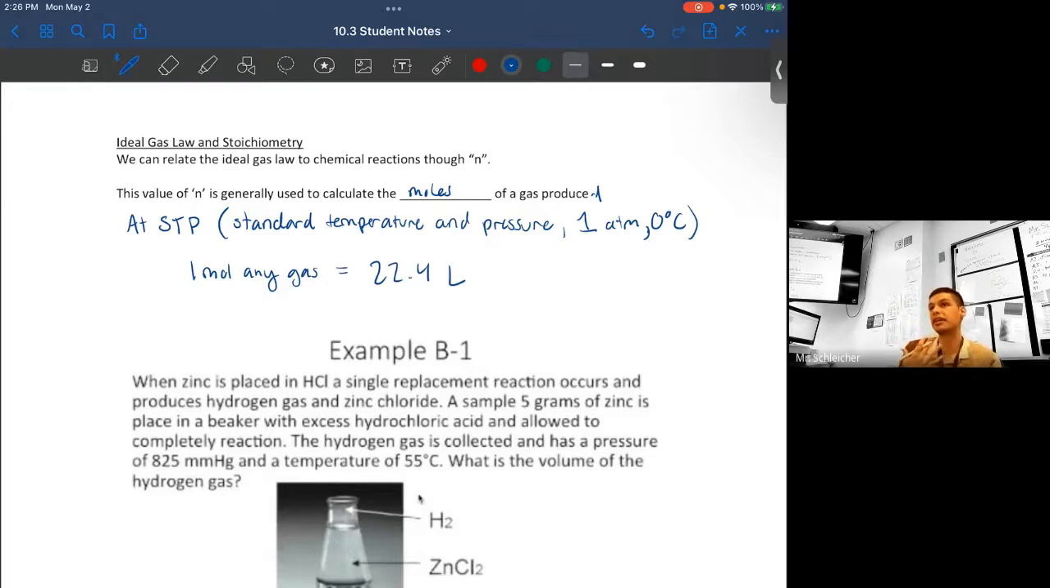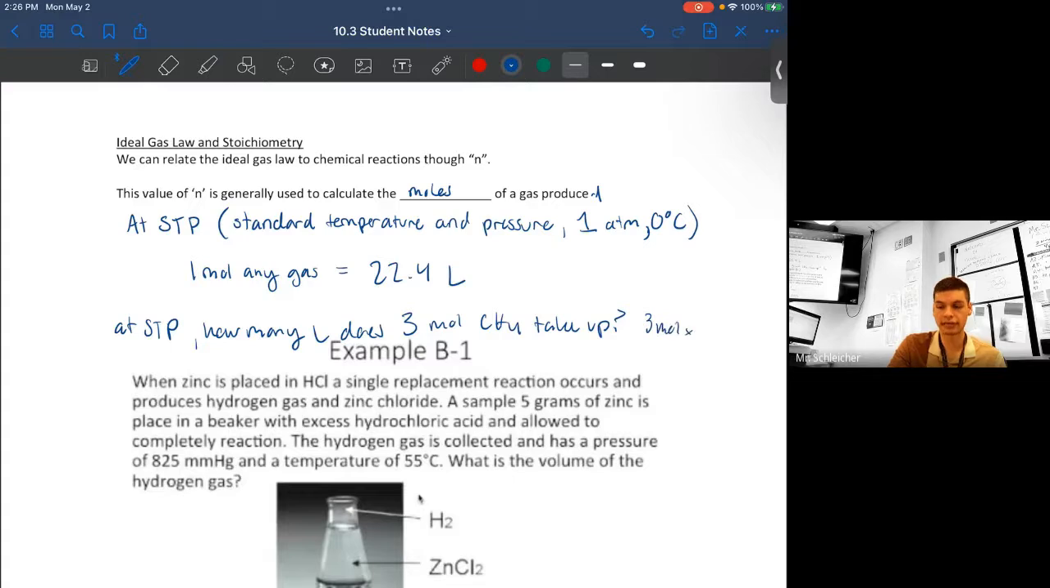So if I ask you a question like, at STP, how many liters does 3 moles of methane gas take up? Then you would simply be able to do 3 moles times 22.4 liters over 1 mole, so 3 times 22.4. And then you would get the answer of something like 67.2 liters of gas as the volume of that gas. That's an example type of question you might see.